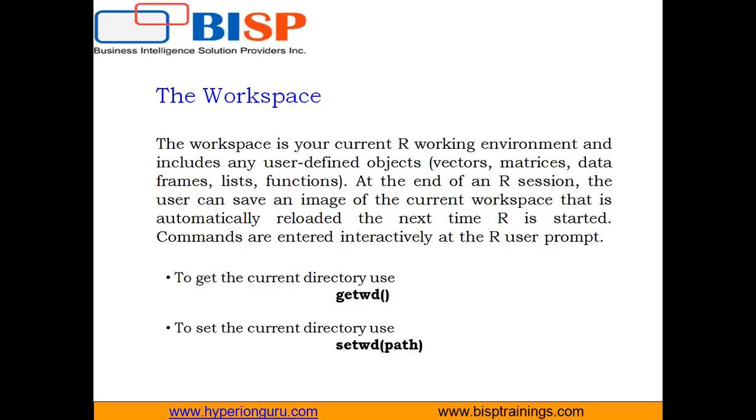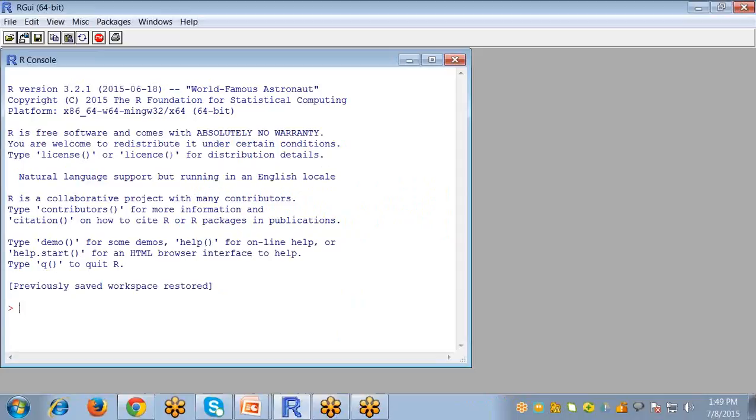For getting the current path or the current directory of your workspace, you have to use the getwd function, and for setting your path where you want to store your current work, you use setwd, and we have to pass a path where you want to store your work. Okay, so let's begin with R and understand how this will work in R.